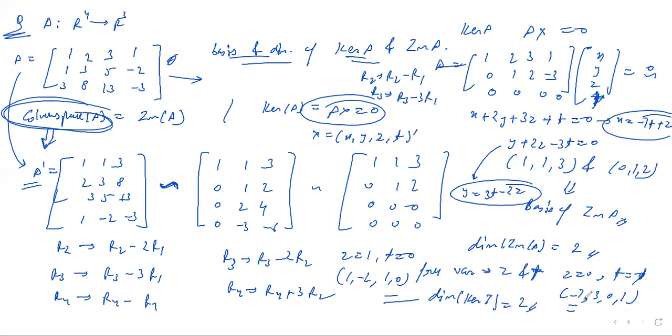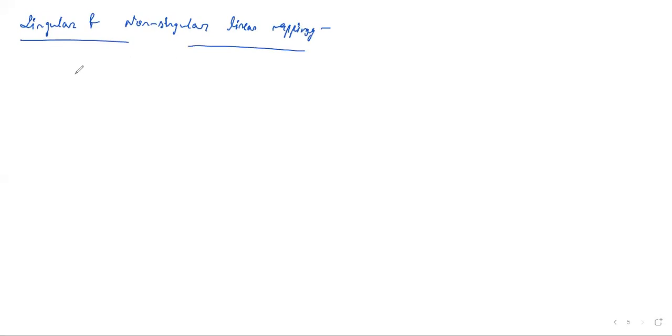Now let's see further. Now we'll see the concept of singular and non-singular linear mappings. So what are singular and non-singular linear mappings? Let's say this is my linear mapping T from V to U. In a linear mapping we know that the zero vector maps to the zero vector.